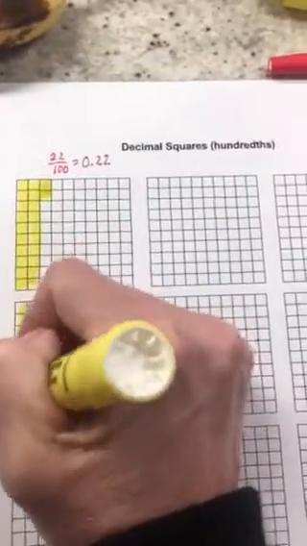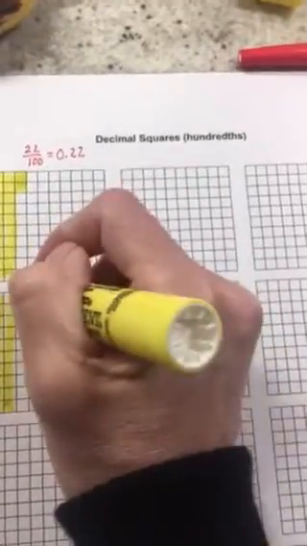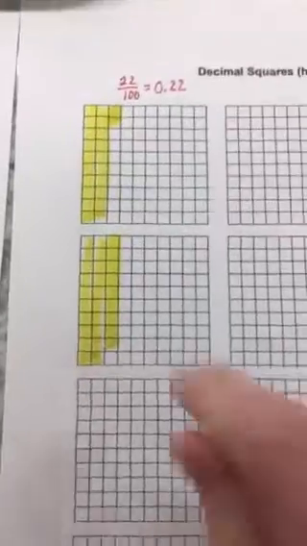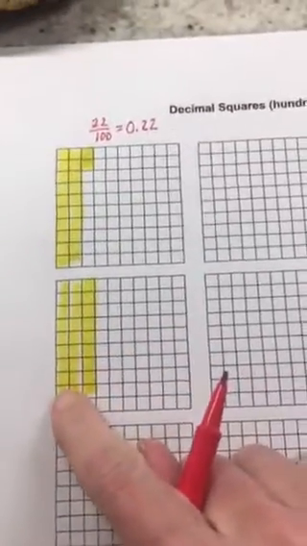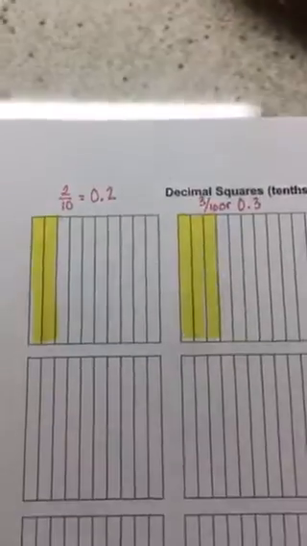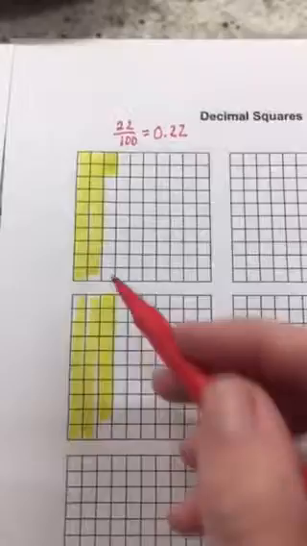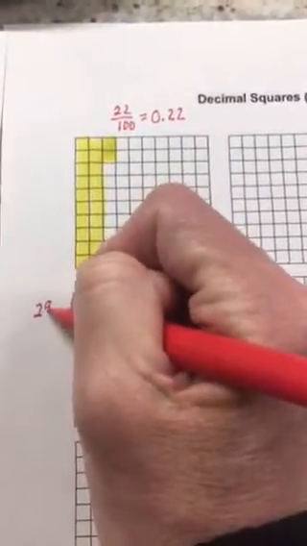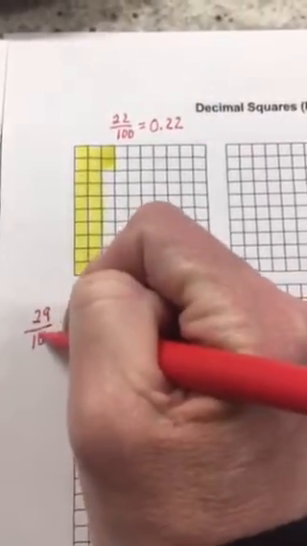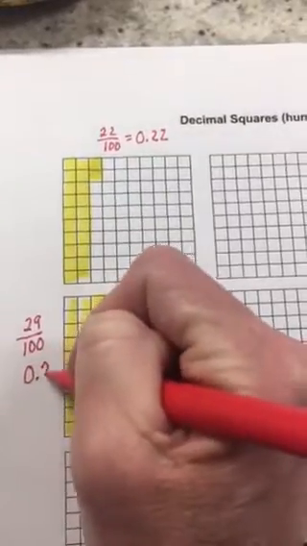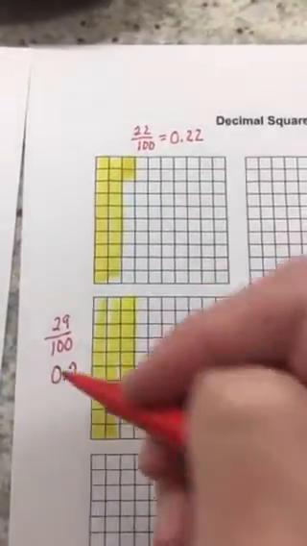There are obviously other things I could have shaded. I mean, there's lots more options. 2 columns, and I could shade even all the way up to here. That's still a number that's in between. I mean, it's more than 2 columns, but it's less than 3 columns. It would be in between 2/10 and 3/10. If I count up all my individual pieces, I've got 29, or 29 hundredths. Or if I write it like a decimal, that's 0 wholes and 29 hundredths.